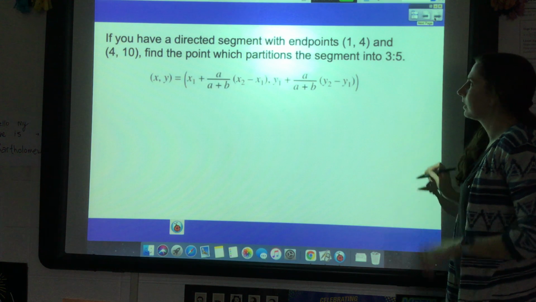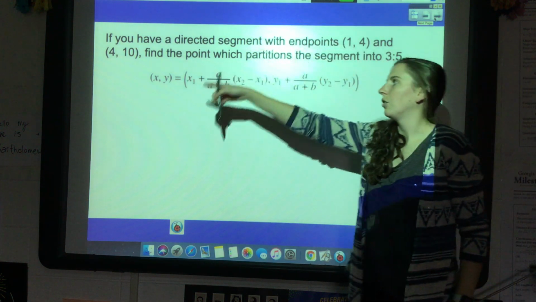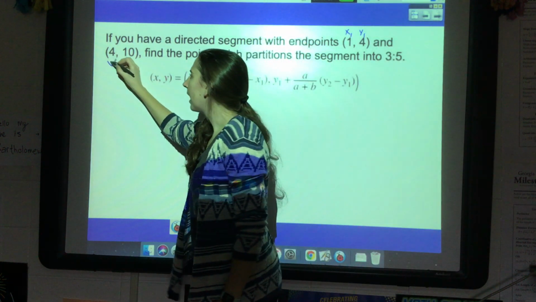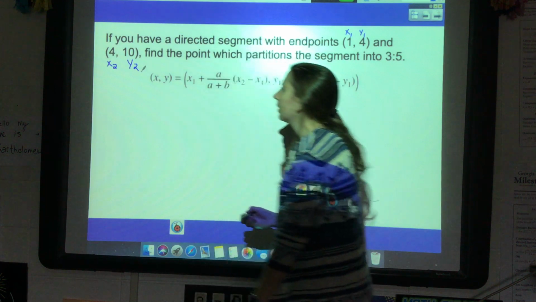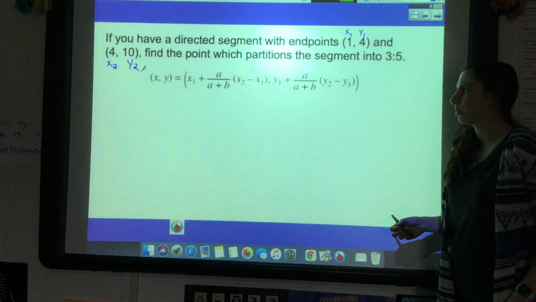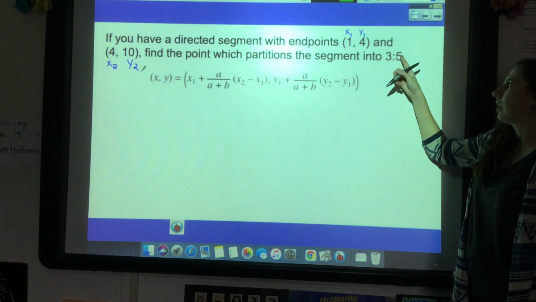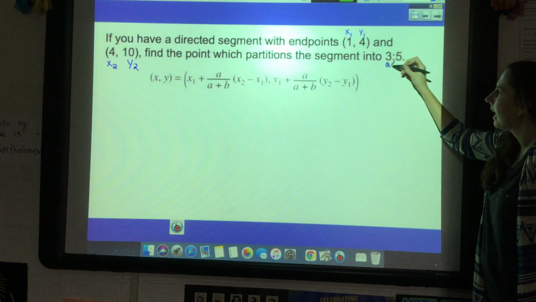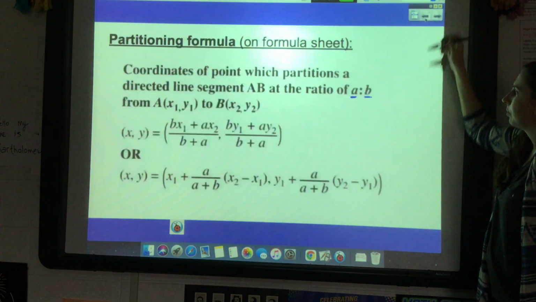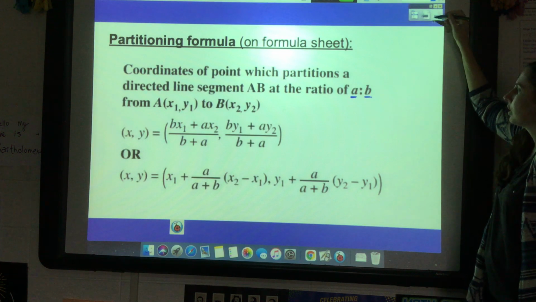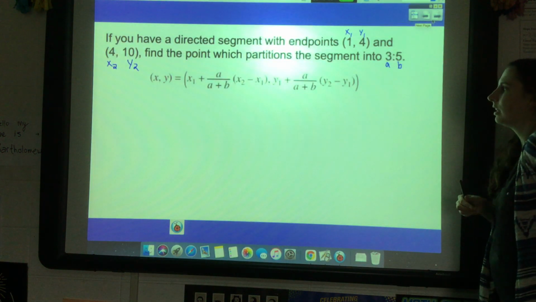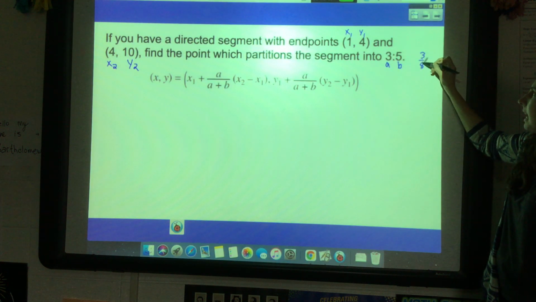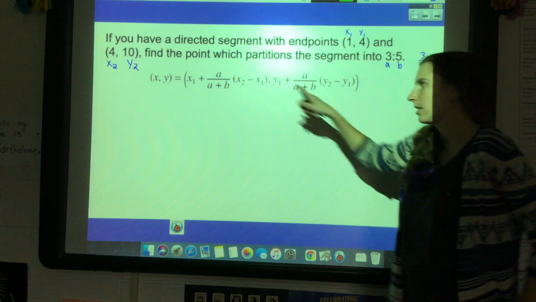if you have a directed segment with endpoints 1, 4, and 4, 10, so this is my x1, y1, and this is my x2, y2. Find the point which partitions a segment into a 3:5 ratio. So here's the thing. This is my A and this is my B, because it said a ratio of A to B. So you don't even have to worry about turning this into a fraction. Like obviously this is 8 total parts, and so it's going to actually be 3/8, but the formula does that for you. This is the second formula.